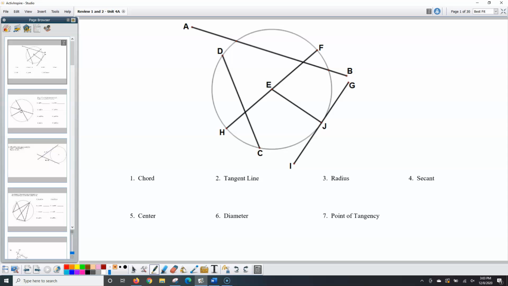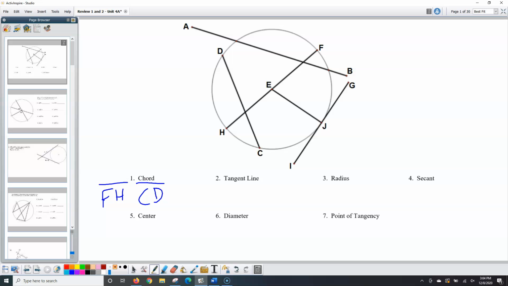First off, we're going to look at a little vocabulary. So, got a chord up here. A chord is a line segment that has its endpoints on the circle, and that would be CD. You could also say FH if you wanted to. That's a chord. It's a special type of chord. It's a diameter, but it is a chord.